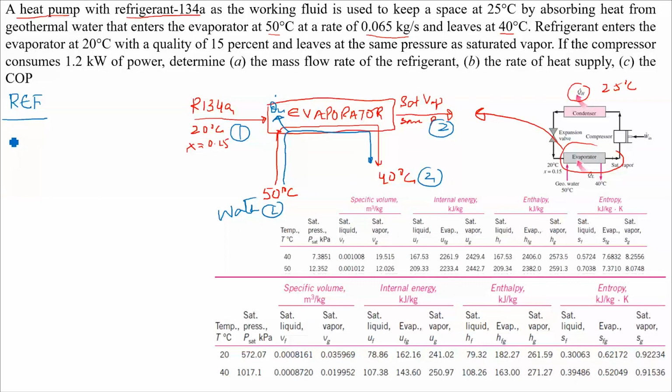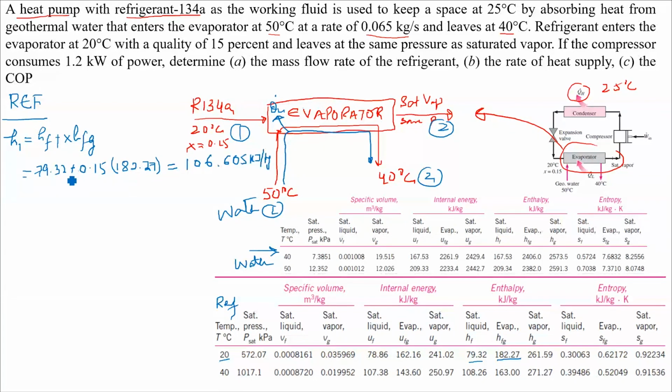You have to find out the corresponding enthalpies. So H1 for the refrigerant R134A is essentially HF plus X HFG. This table below is for the refrigerant, and the table above is for water. For the refrigerant entering at 20 degrees centigrade, the HF value is 79.32 plus 0.15 multiplied by HFG, which is 182.27. This would give me the H1 value for the refrigerant. What does this come out to be? This is the inlet condition of the refrigerant.